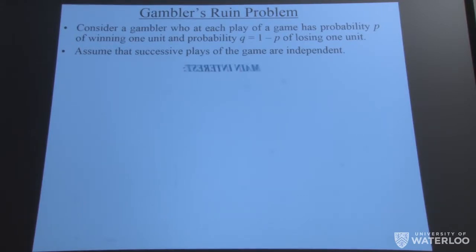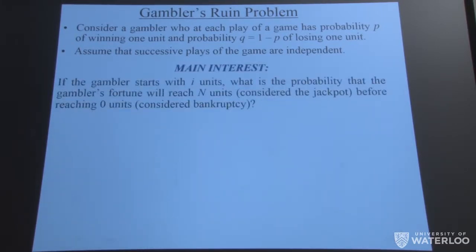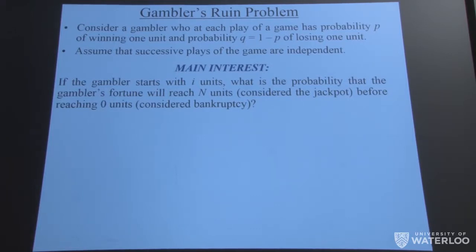The main interest in this particular problem is this: if I'm a gambler and I start off with, say, i dollars or i units, where i is some positive integer, then I'd like to know the probability that I'm going to end up getting the whole jackpot, the whole amount of winnings, which we'll denote by capital N, also a positive integer. And we keep playing this game until I either end up getting everything or I end up losing everything, which means I'm bankrupt. So one of two things can happen. I either end up with 0 or I end up with the entire jackpot, which is capital N. And starting with i units, I'd like to be able to determine, ideally, an explicit formula for this probability.